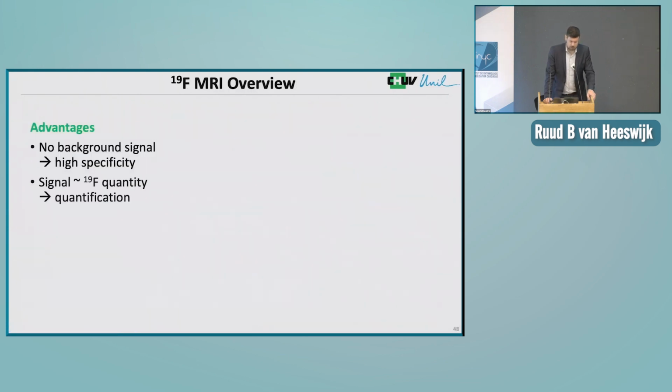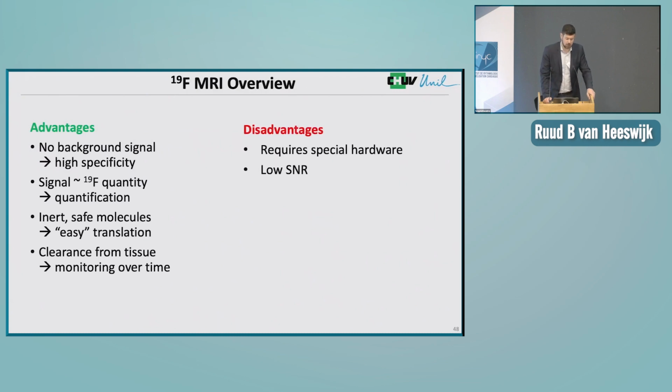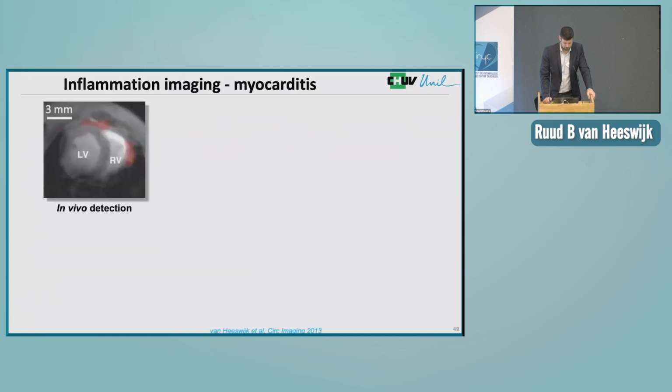So the advantages are that you have no background signal, that the signal is the present perfluorocarbon quantity, so it can be used for quantification. It's inert, so it allows for easy translation. It clears from the tissue over time, so it can be used for monitoring over time. Its main disadvantage is that it really requires special hardware, so you need a fluorine coil, etc. And it has relatively low SNR, so nowhere near as sensitive as PET imaging.